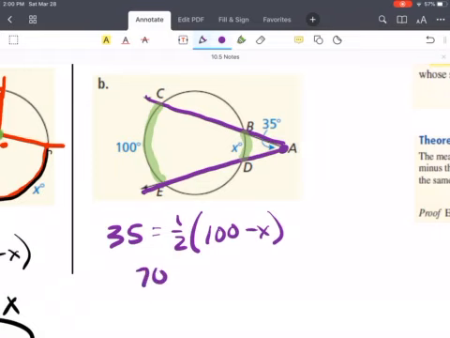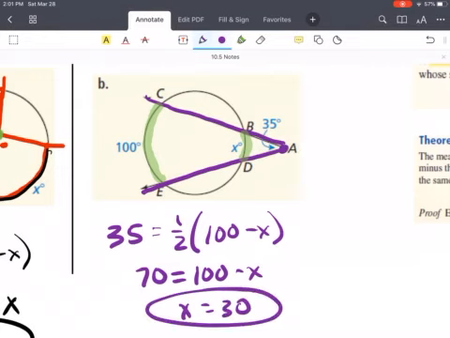Multiply by 2 to get rid of that right away. 70 equals 100 minus x. And I get x is 30.